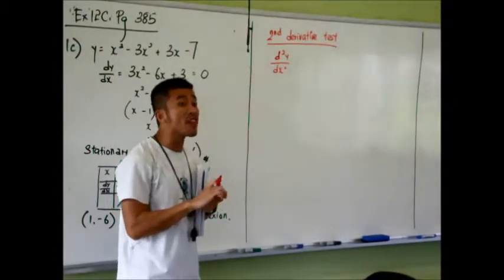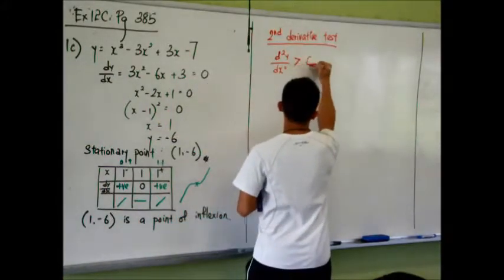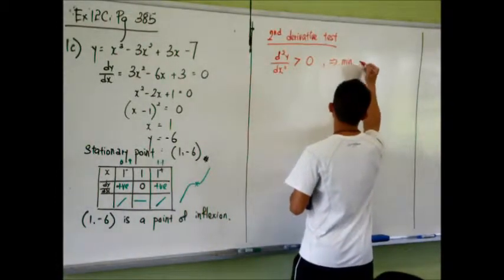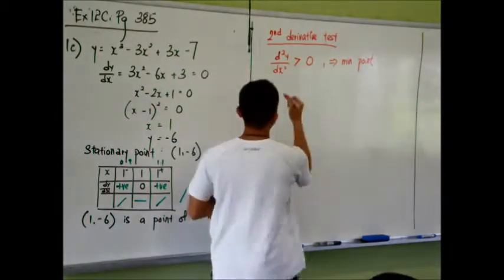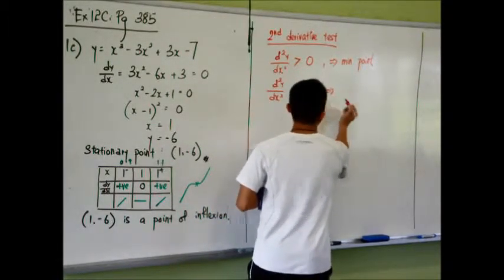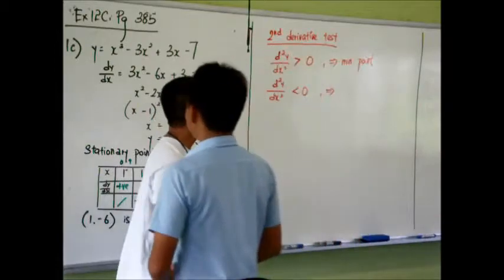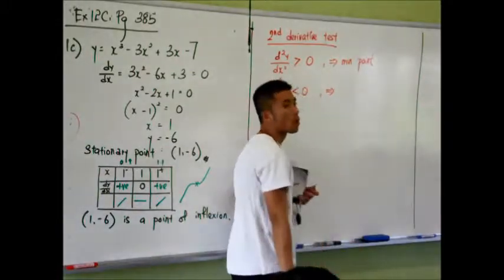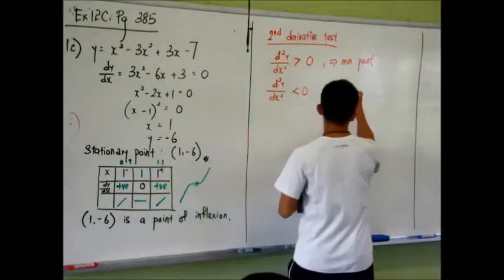Alright, based on the second derivative test, if the second derivative is a positive value, you can conclude this will be a minimum point or minimum value. Similarly, if the second derivative is less than 0, it must be a maximum. If the second derivative test gives you a positive value, you will conclude that it's a minimum point. If it's less than 0, it must be a maximum point.